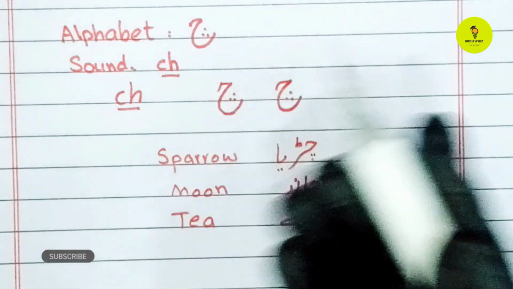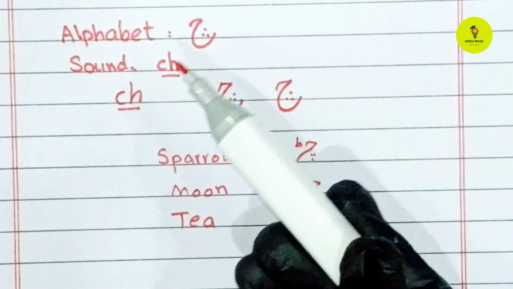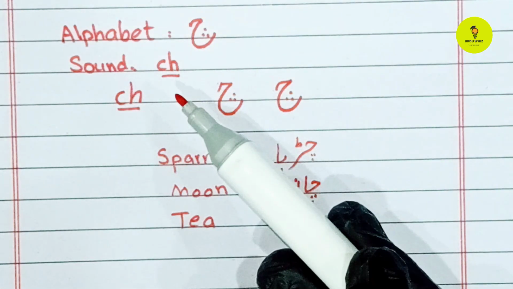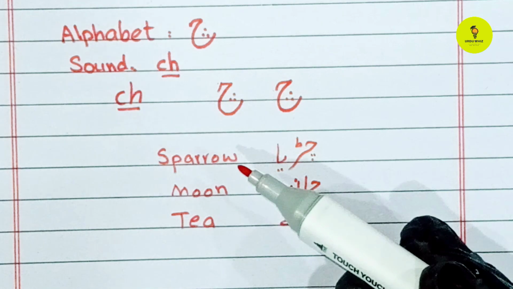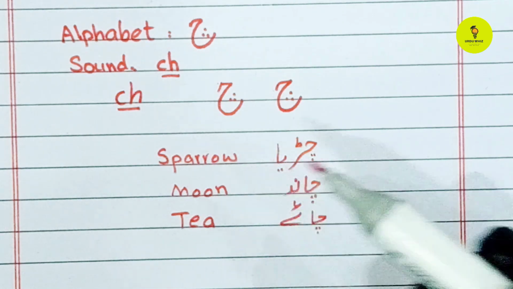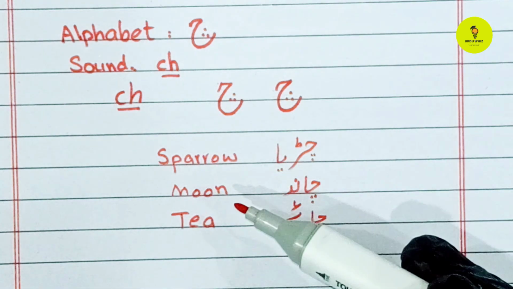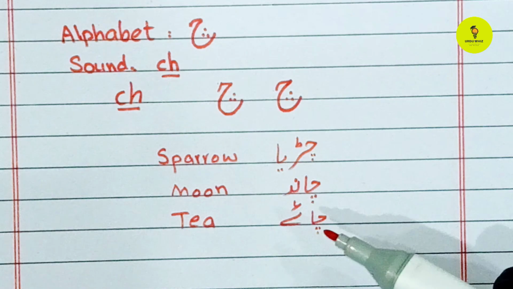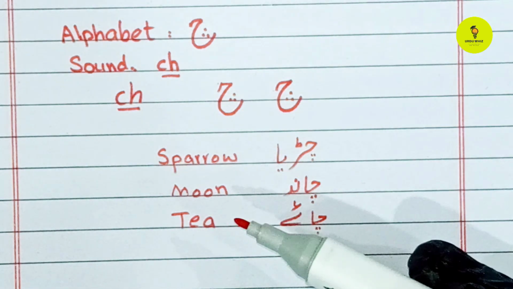Now let's revise the complete lesson. Alphabet J, its sound is Ch. Ch Ch. In Urdu, we say chidiya and in English, we say sparrow. In Urdu, it's chand and in English, it's moon. In Urdu, chai and its meaning in English is tea.